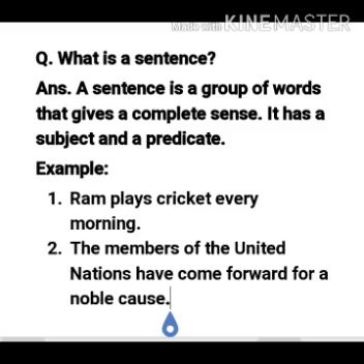Now I am going to tell you how to identify the subject part in a sentence. Subject is that part of a sentence which tells you about which or whom we are talking about. It can be a noun. As we can see in the first example, we are talking about Ram. So Ram becomes the subject here. While in the second example, we are talking about the members. Members of what? Members of the United Nations. So it is not just a noun, it is a noun phrase. So a subject can be a noun phrase and a pronoun as well.